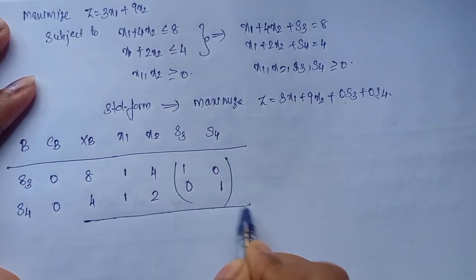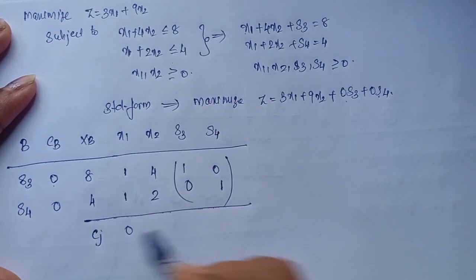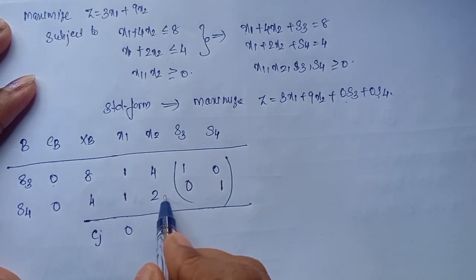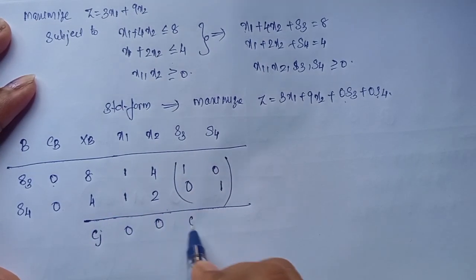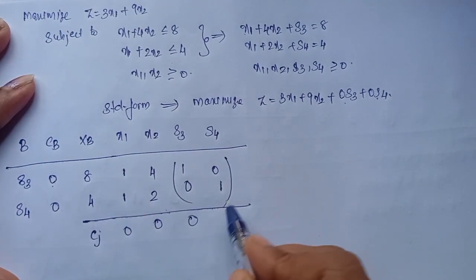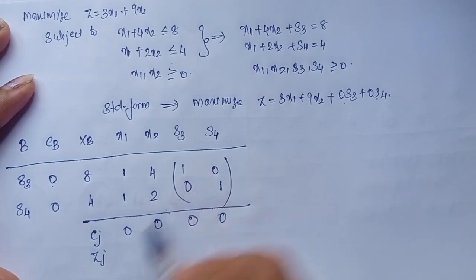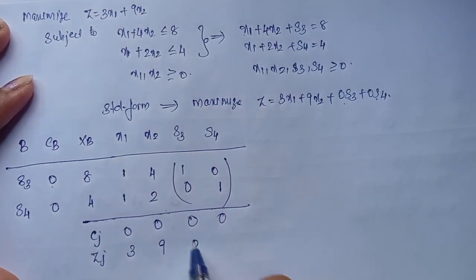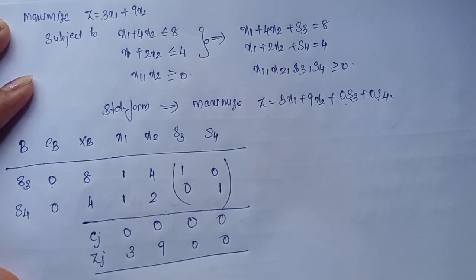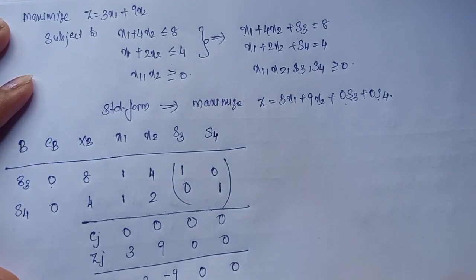Now we are going to find Cj. Cj equal to 0 into 1, 0 plus 0 into 1, 0. 0 into 4, 0 plus 0 into 2, 0. 0 into 1, 0 plus 0 into 0, 0. 0 into 0, 0 plus 0 into 1, 0. And Zj is the coefficient of variables in Z. The coefficient of x1 is 3. Coefficient of x2 is 9. Coefficient of s3 and s4 is 0. Now Cj minus Zj is 0 minus 3, minus 3. 0 minus 9, minus 9, 0 minus 0, 0, 0 minus 0, 0.